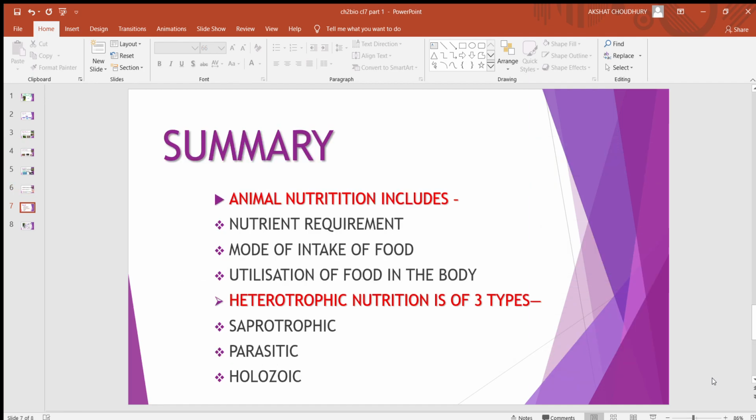Now summary. What we have learned? We learned that animal nutrition includes nutrient requirement, mode of intake of food, and utilization of food in the body. We also learned that heterotrophic nutrition is of three types: saprotrophic, parasitic and holozoic.